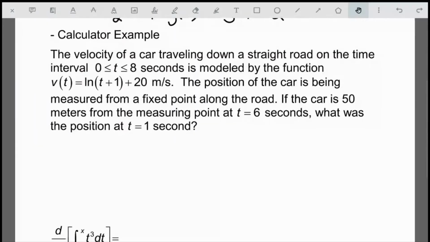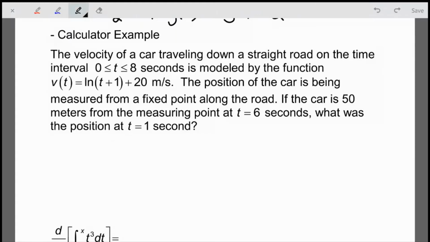Now, here's another example that's just intended to be done with a calculator. It says the velocity of a car traveling down a straight road on the time interval 0 to 8 seconds is modeled by the function natural log of t plus 1 plus 20 meters per second. The position of the car is being measured from a fixed point along the road. If the car is 50 meters from the measuring point at time t equals 6 seconds, what was the position at time t equals 1?